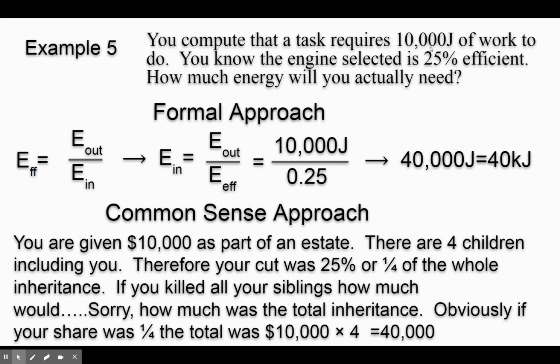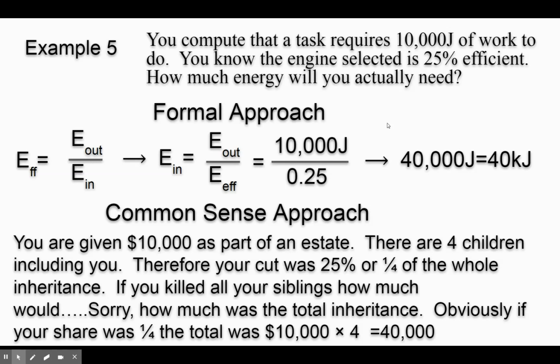Now, let's suppose a task requires 10,000 joules of work to do, and you know the engine selected is only 25% efficient. How much energy are you actually going to need? Well, think about it. You need 10,000, and I just told you the engine you've picked is wasting 3/4 of the energy and only passing 1/4 to you. Is it not obvious that the answer is 40,000 joules, 40 kilojoules? Because 25% is 1/4. And the minute you think of it as a fraction, you're good.